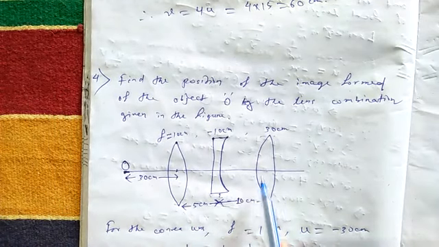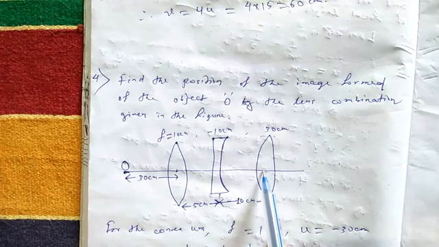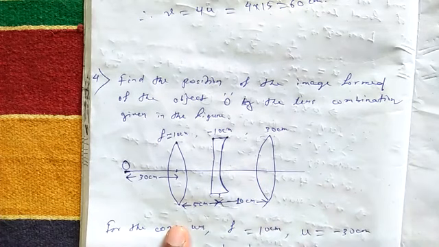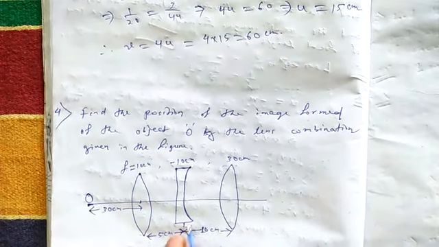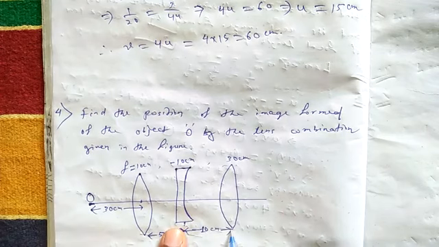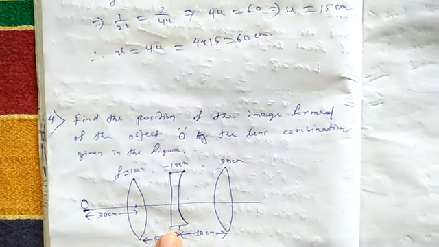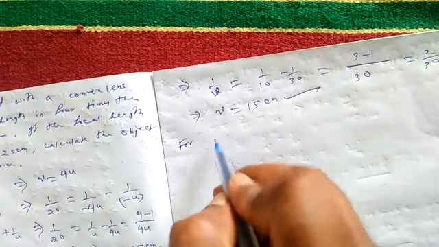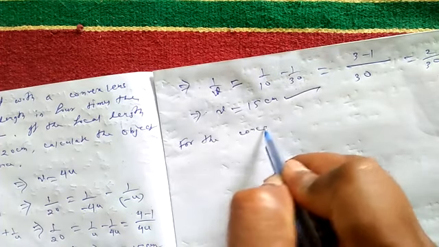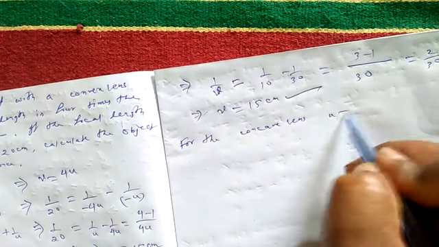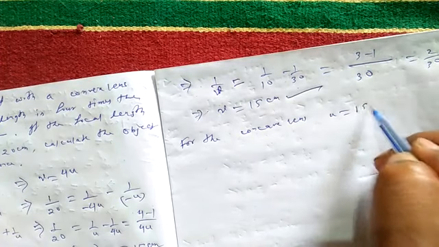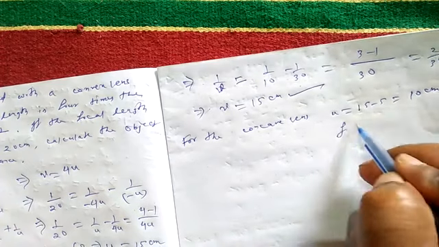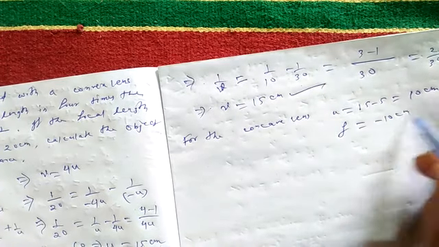So obviously the image will be formed at this point, 15 centimeter. That is where, for the second concave lens, this is 5 centimeter, so obviously the object distance will be 10 centimeter. For the concave lens, U is equal to 15 minus 5, which is 10 centimeter. And the focal length is negative, minus 10 centimeter.